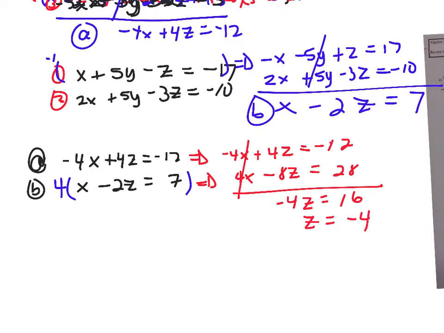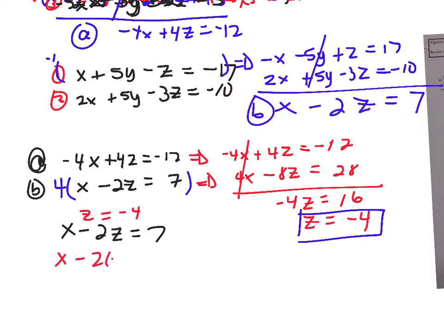Now I'm going to take z and plug it into A. Oh, actually, I'll plug it into B. So x minus 2z equals 7. Z is equal to negative 4 here. So x minus 2 times negative 4 equals 7. X plus 8 equals 7. Minus 8. X is equal to negative 1.